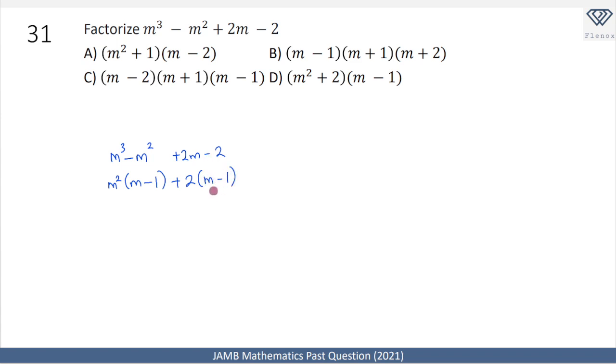So as you can see, I have the same factor in between here. So to condense this together, I can write this as what? M squared plus 2 and m minus 1. And that makes option D the correct option.